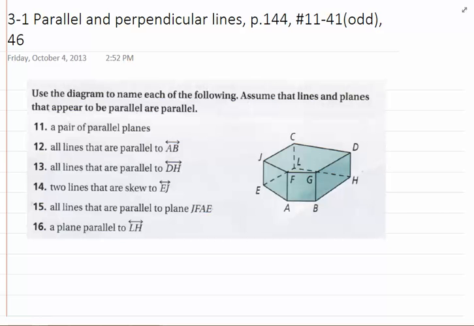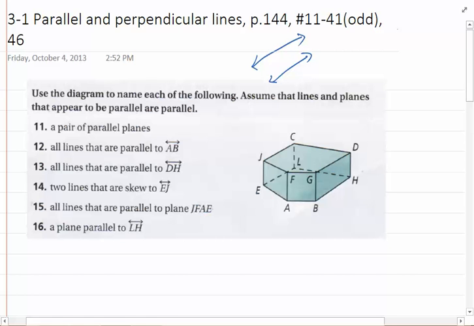Okay, let's look at parallel and perpendicular lines. Real quick, parallel lines are two lines that have the same slope, so they will never intersect. Perpendicular lines are lines that make 90 degrees at their intersection. Okay, those are parallel and perpendicular lines.